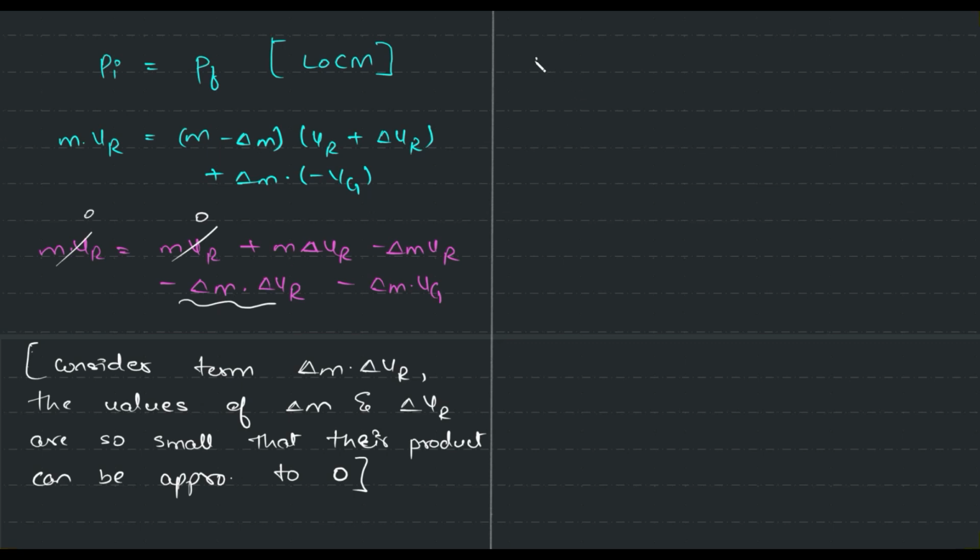So we have 0 is equal to m delta VR, that is some positive value, minus delta m times VR, minus delta m VG. A bit of rearrangement, and we have m delta VR is equal to delta m, which is common between these two, times VR plus VG.